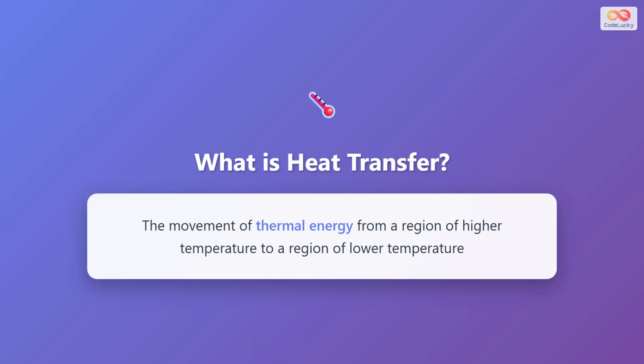Heat transfer is defined as the movement of thermal energy from a region of higher temperature to a region of lower temperature. This is a natural process that occurs spontaneously whenever there is a temperature difference between two objects or regions. Heat always flows from hot to cold, never in the reverse direction, unless external work is applied. This fundamental principle governs all heat transfer phenomena and is a consequence of the second law of thermodynamics.